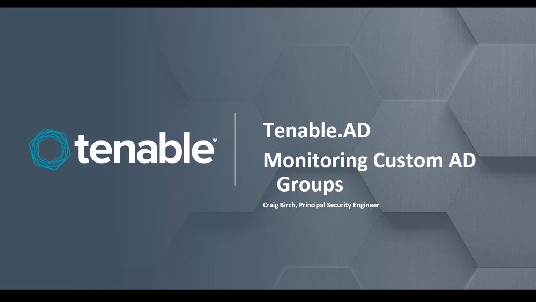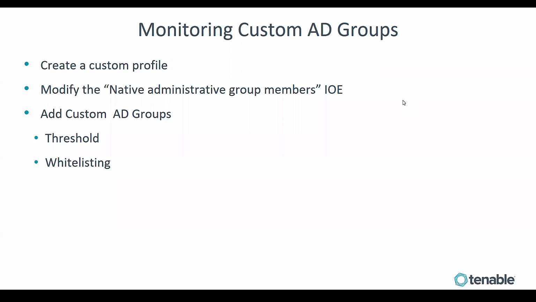Today I'm going to show you how to monitor custom Active Directory groups using the Tenable for AD platform. Monitoring custom Active Directory groups. The first thing you'll need to do is create a new custom profile, and then you'll need to go in and modify the native administrative group members IOE. Then we'll add a custom Active Directory group, and then we can choose either threshold or whitelisting. Let's jump into the platform.